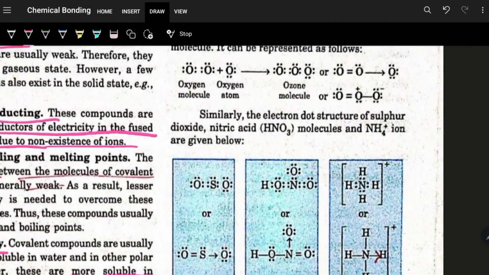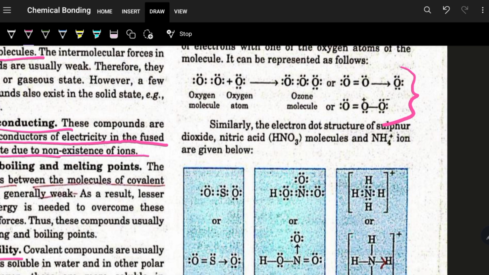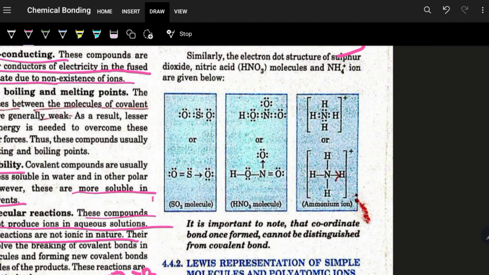They are mutually shared. So these are some examples I have explained to you in the previous video where the topic was formal charge, and I told you what the formal charge is over the oxygen atoms of the ozone molecule. These are the examples of SO2, HNO3 and the ammonium ion.